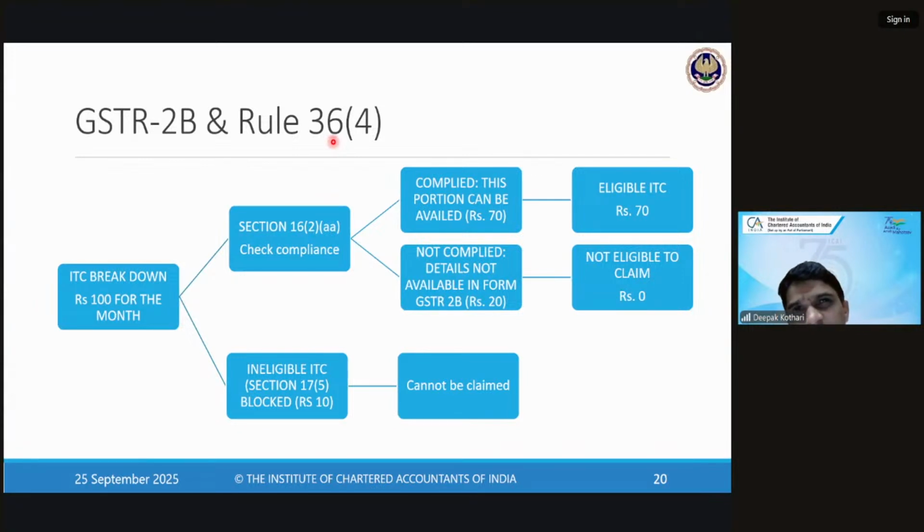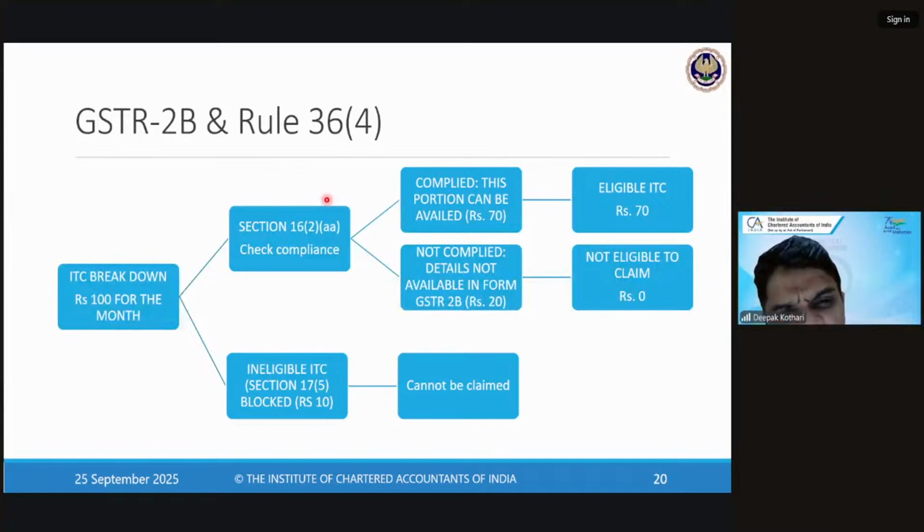Ineligible ITC and blocked ITC, they are a little different. Blocked ITC means that ITC which is blocked under Section 17(5). Ineligible ITC could be ineligible for various reasons, for not satisfying the conditions, for not satisfying the subsequent conditions which we have said. All of that becomes ineligible. But blocked credit is a credit which is blocked because of this Section 17(5) list.